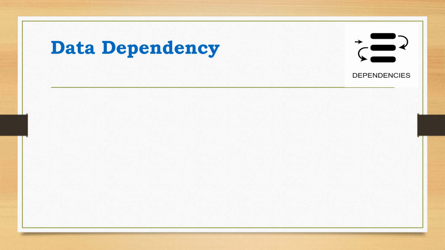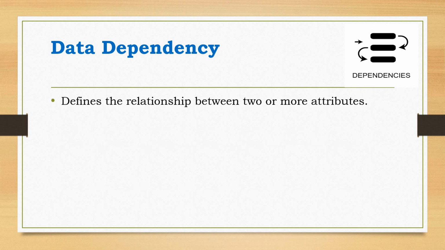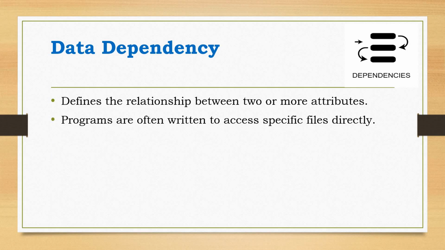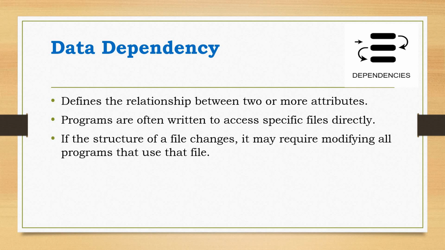Next one, data dependency. It defines the relationship between two or more attributes. For example, the attributes may depend on one another. If you take the student table, the age may depend on date of birth, and CGPA may depend on marks. For these things, the programs are often written to access specific files directly.